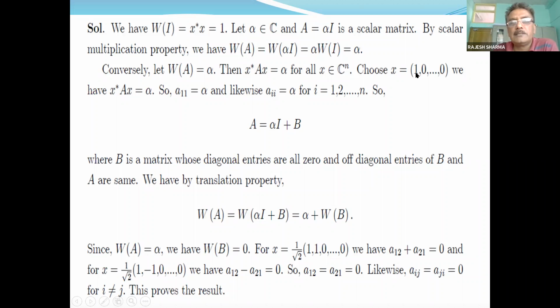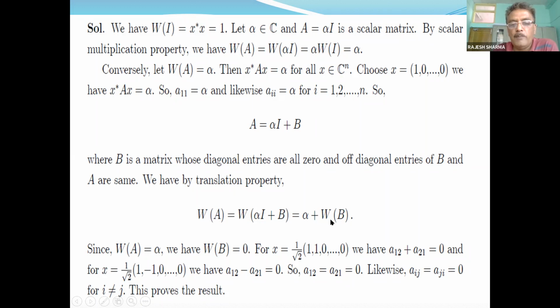Choose x to be this column vector. Then x star Ax is equal to alpha gives A11 is equal to alpha. Likewise, on choosing general ek, we have Aii is equal to alpha. So each diagonal entry is alpha. So we can write A in this form: A is equal to alpha I plus B. Now all the diagonal entries of B are 0, and off diagonal entries of B are the same as that of A. So now the numerical range of A, by the translation property, is alpha plus the numerical range of B.